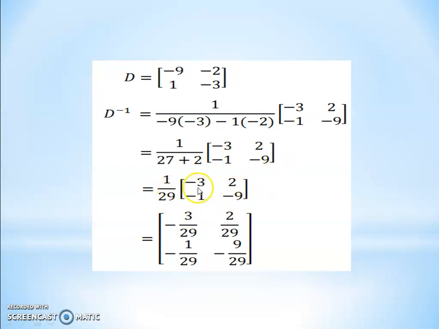We have to divide 29 into each and every element. The answer is the same: minus 3 upon 29, 2 upon 29, minus 1 upon 29, minus 9 upon 29. The minus signs remain the same. So it is in a different pattern. We derive the answer in a different pattern.